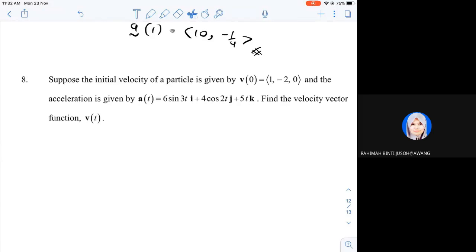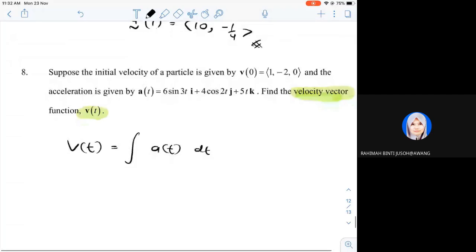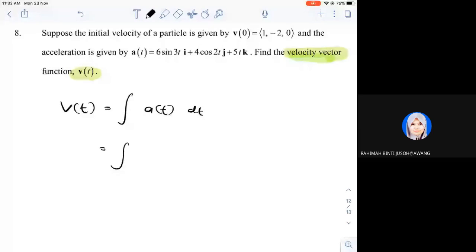All right, so if you get the question, first of all, you have to highlight the keywords. We need to find the velocity. Okay, so velocity Vt is actually equals to integration of a t dt. Okay, so we need to integrate this one. So we have 6 sine 3t, and then 4 cos 2t, and then 5t, like this, dt.